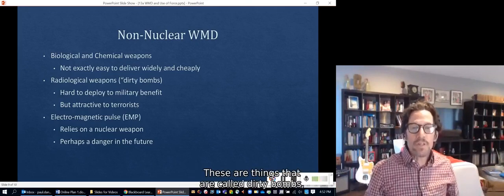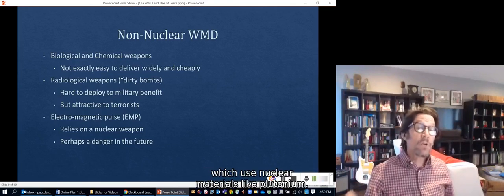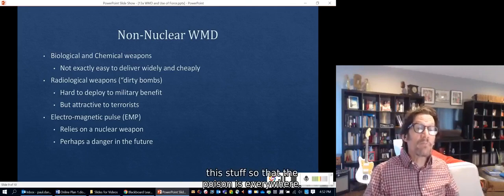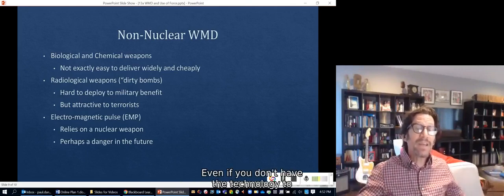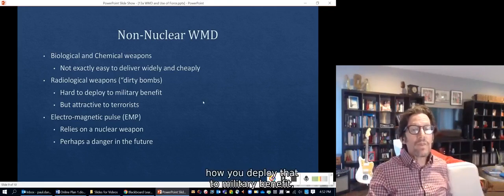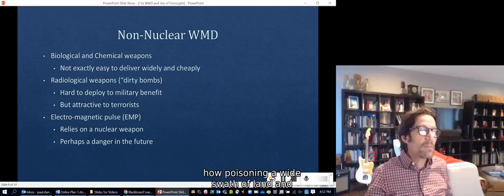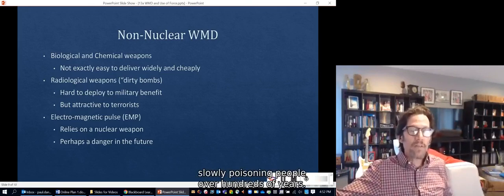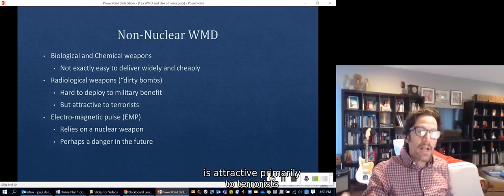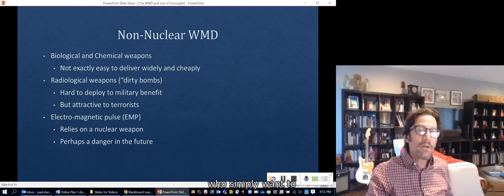Radiological weapons are a little bit more difficult. These are things that are called dirty bombs, which use nuclear materials like plutonium. Plutonium is one of the most poisonous substances known to human beings. And so it's the idea that you would deploy a bomb which blows up a bunch of this stuff so that the poison is everywhere, even if you don't have the technology to turn the plutonium into a nuclear weapon. But again, how you deploy that to military benefit, how poisoning a wide swath of land and slowly poisoning people over hundreds of years, it's hard to see how that's militarily beneficial. That kind of weapon, a so-called dirty bomb, is attractive primarily to terrorists who simply want to cause destruction for the sake of destruction.